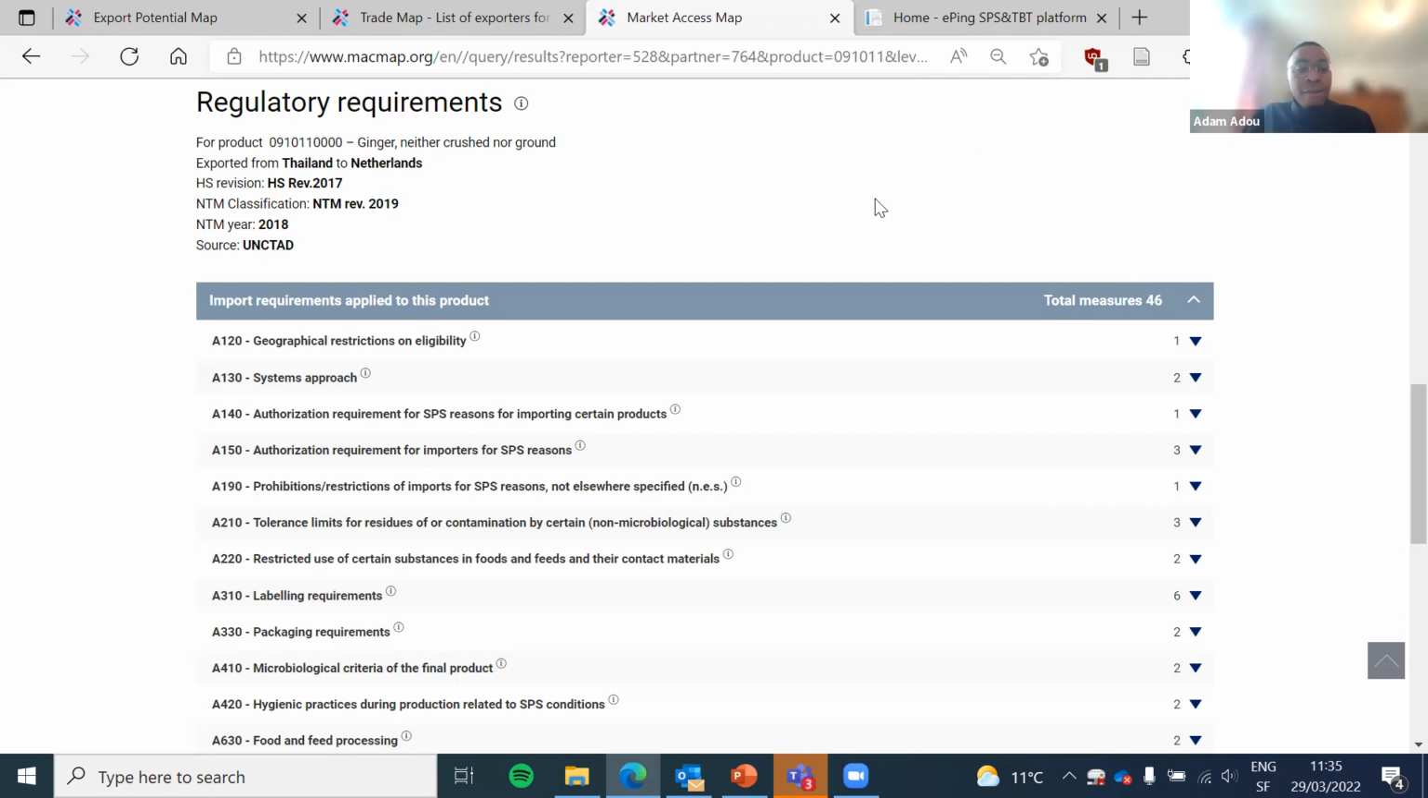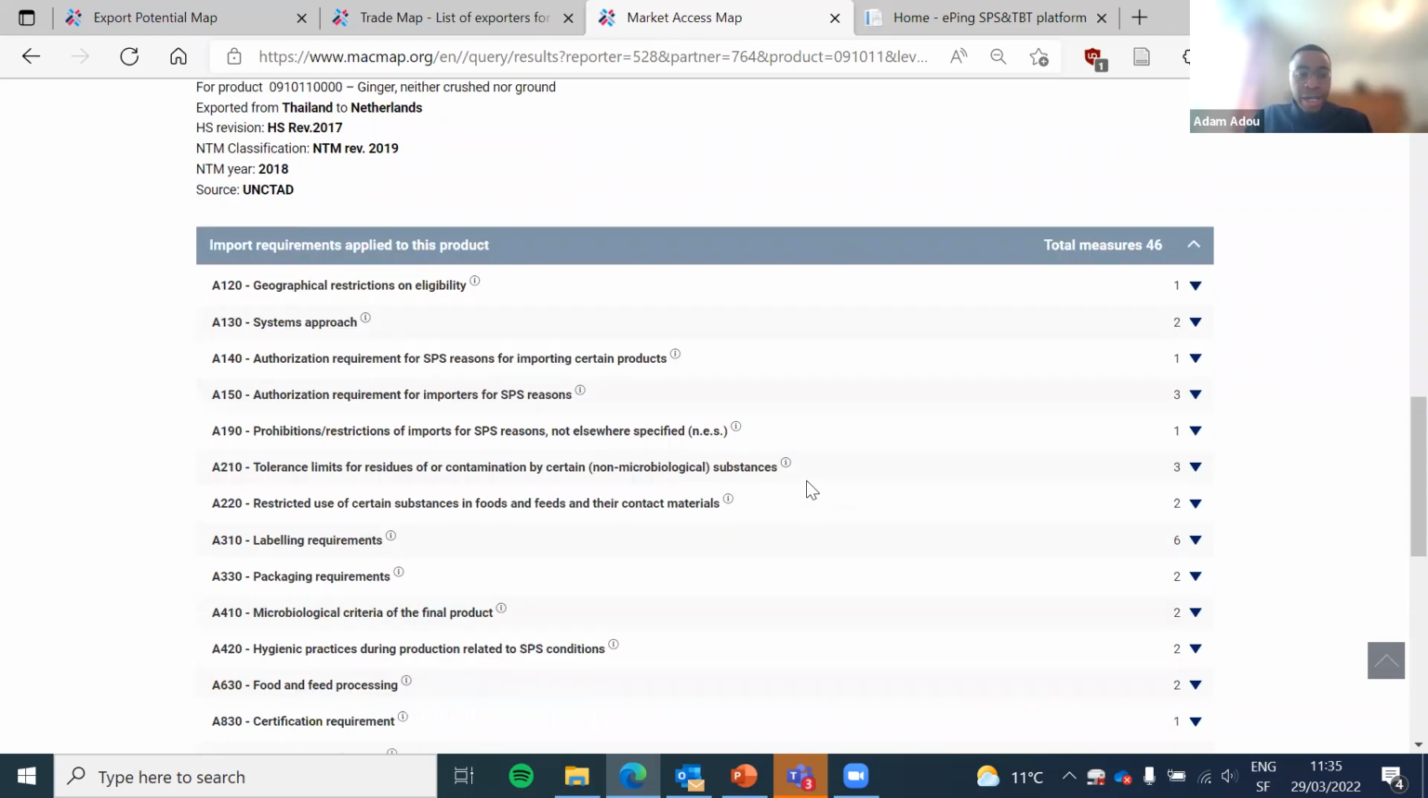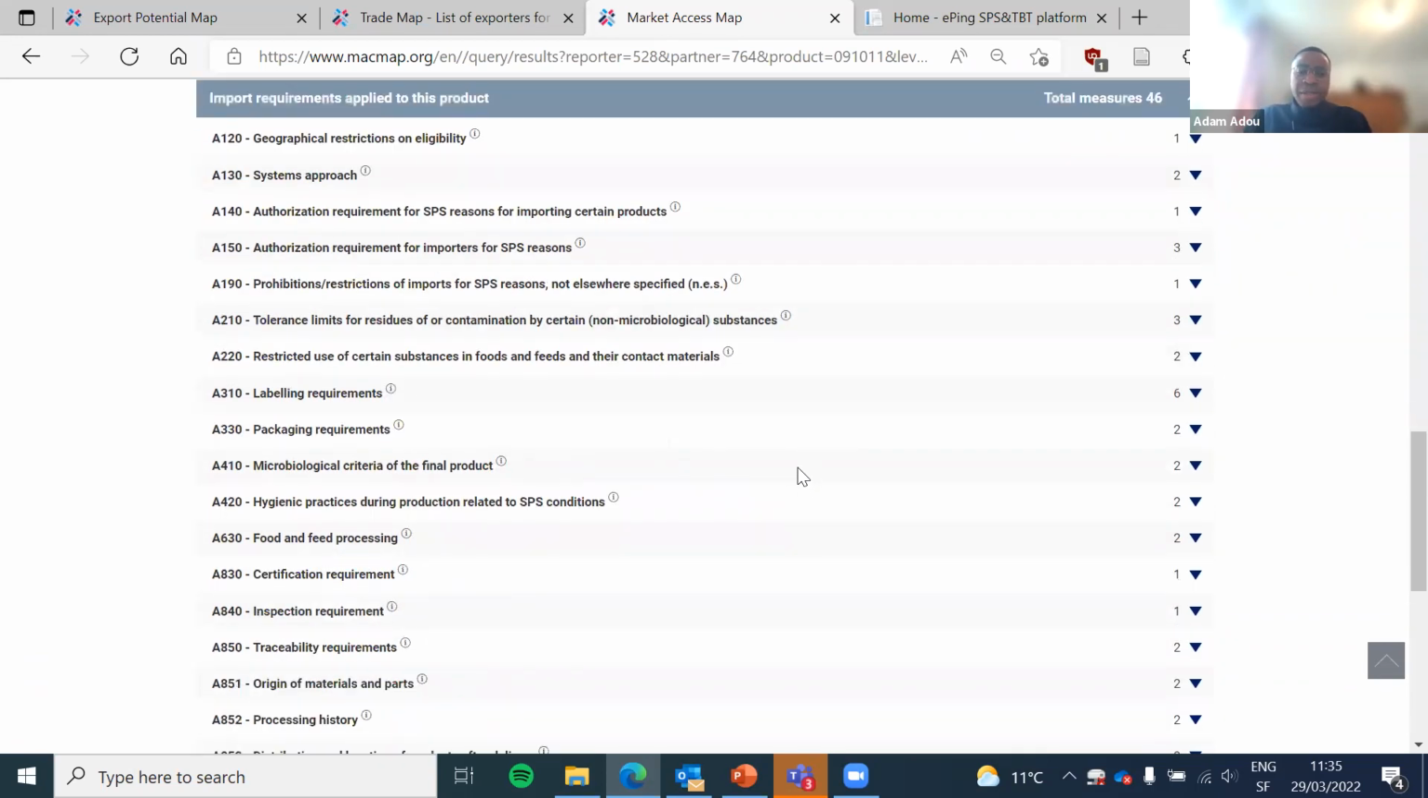So we can take a look at any of those. For instance, you will have all those requirements classified based on the non-tariff measure classification, which works with some chapters, right? Each chapter corresponds to a specific type of measure. I insist on type of measure because it's not a measure itself. It's a type of measure. And within each type of measure, you will find the measure applied. So if we look at labeling requirements, for instance, there are 6 different measures under the labeling requirement that apply to this product when exporting ginger specifically to the Netherlands from Thailand.